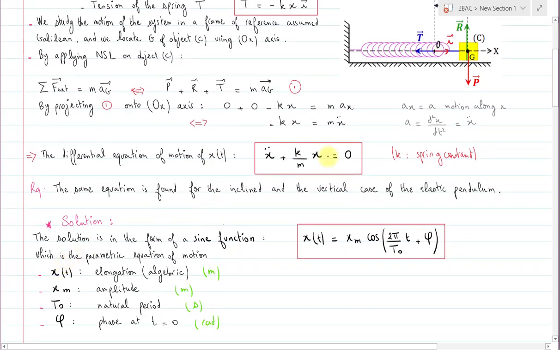Now let's continue. The solution of this differential equation is in the form of a sine function, which is x of t equals xm, where xm is the amplitude, times cosine of 2 pi over t0, which is the natural period, times t, plus phi, which is the phase at t equals 0. And here are the units. x and xm are in meters, t0 is in seconds, and phi is in radians. And x of t is the elongation, in general.